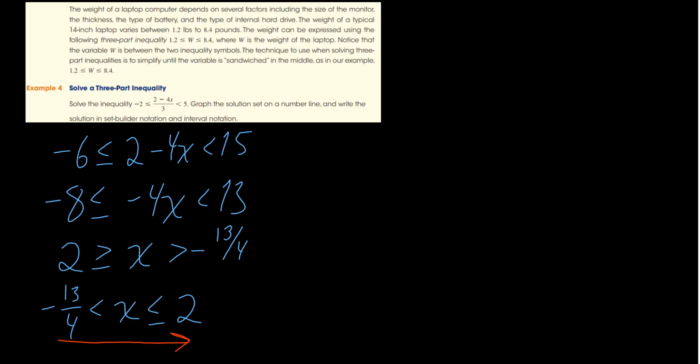We have negative 13 over 4. We know that's on the left, and we know that 2 is indeed greater than negative 13 over 4. Okay, so since we read number lines left to right, we set up our three-part inequalities left to right as well. Anyways, it says graph the solution, set our number line, and write in set builder notation and interval notation. So we're doing all the things here.